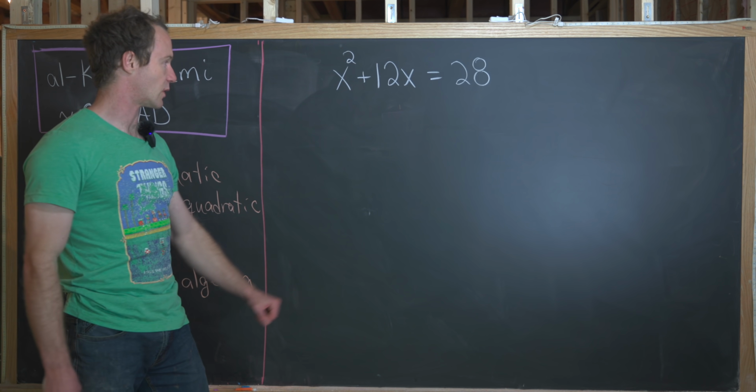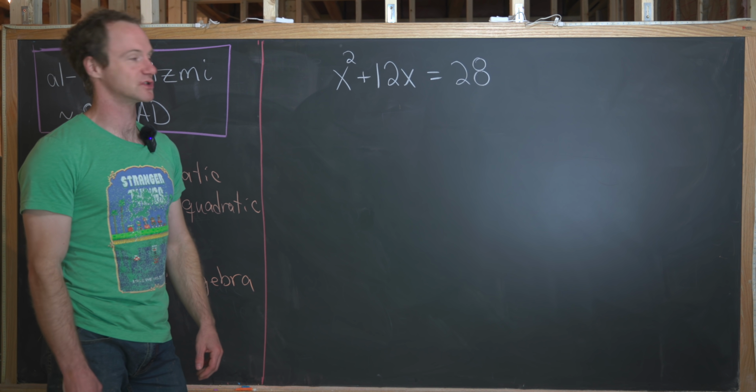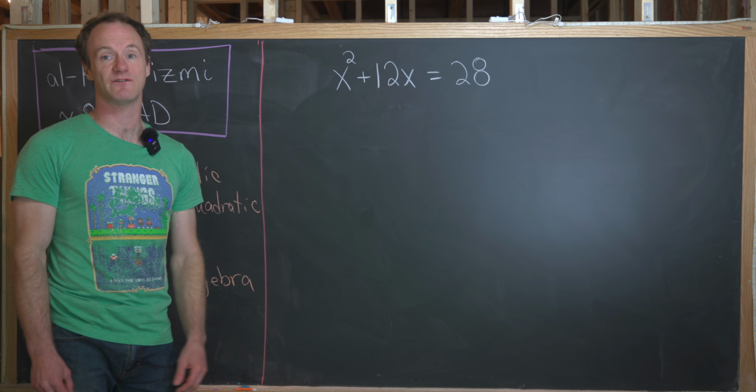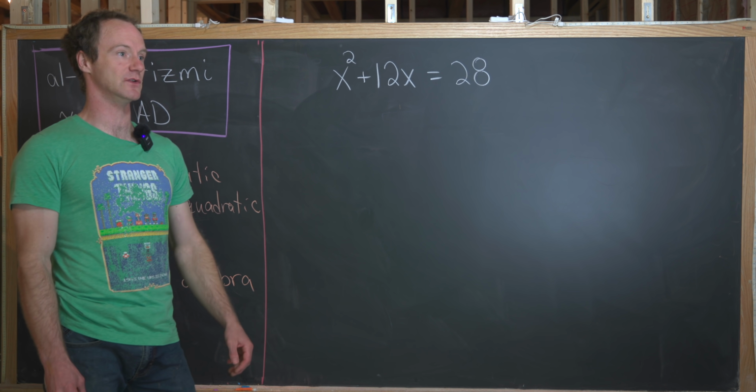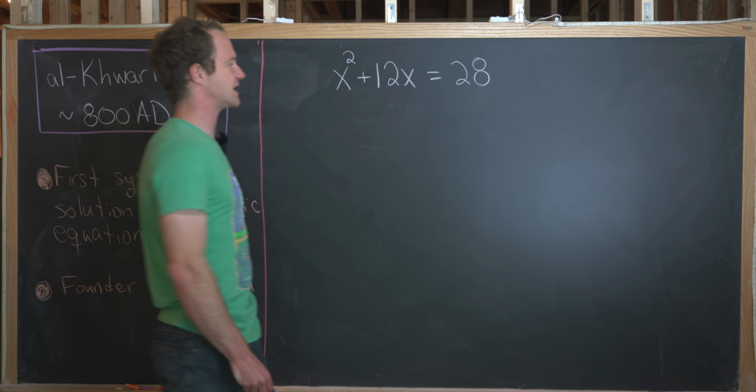We're going to solve the following quadratic equation. So we've got x squared plus 12x equals 28. So today we would just move the 28 over and then factor it, but that's not how we're going to do it based on his work. Okay, so let's see how we can do.